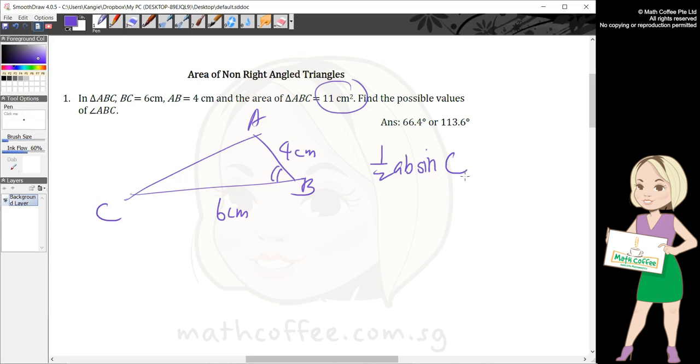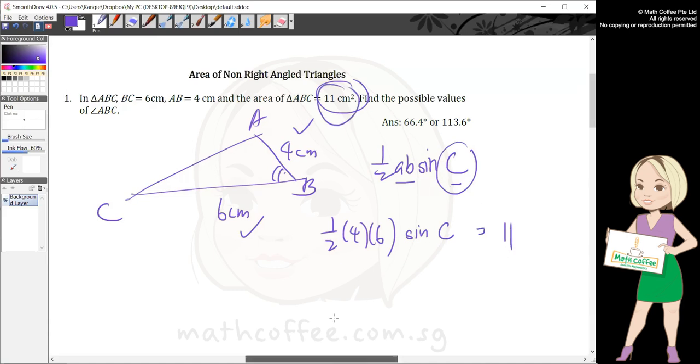You must understand the rule: the angle must be the included angle of the two given sides. In other words, you include the angle over here. So let's form the equation. Half times 4 times 6 times sine angle C, which is unknown, equals 11. For a very simple question, I will just write out the steps but not work it out. So sine C is equal to 11 over 12.